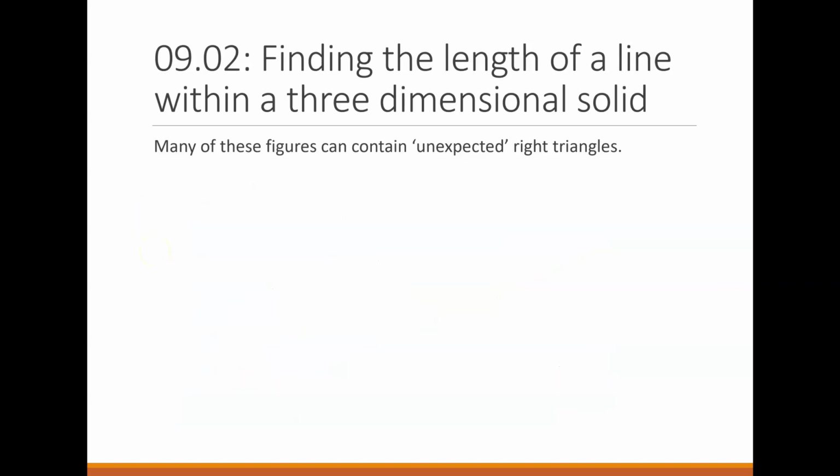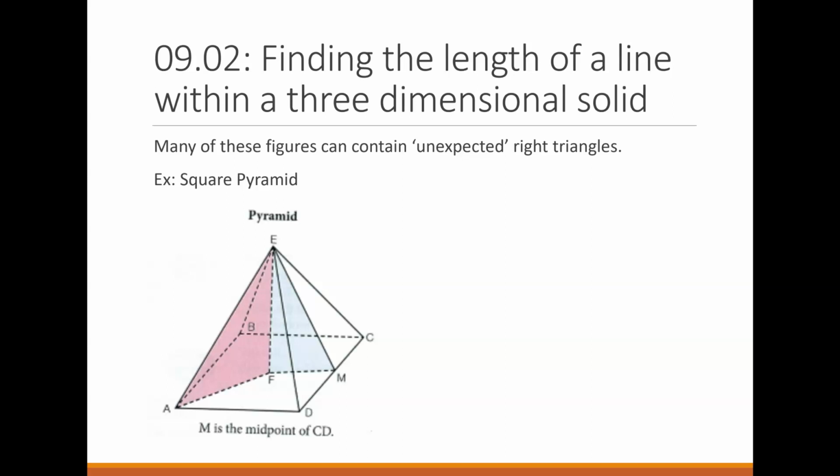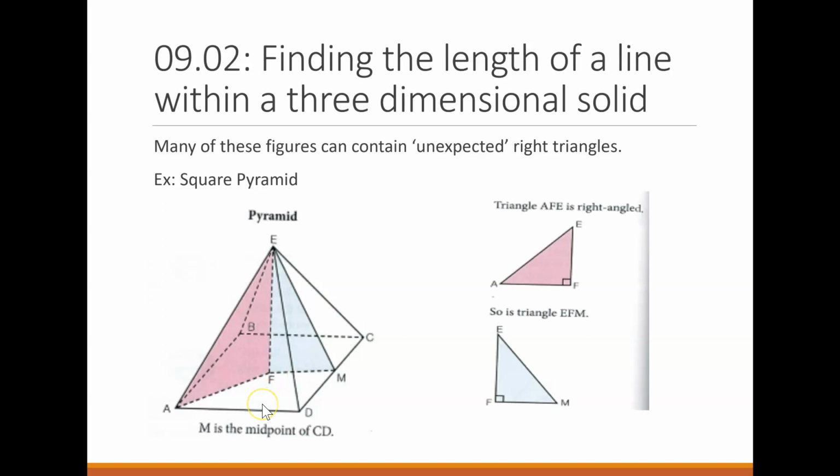One more. So let's say we have this pyramid here. Blue triangle, pretty easy to see that that's a right triangle, that angle F is a right angle. The pink triangle, also a right triangle. Angle F in the pink triangle is also a right angle. Again, I know that EF is the height for the pyramid. I know that's perpendicular to the base. So any segment in the base, including AF, has to be perpendicular to the height.